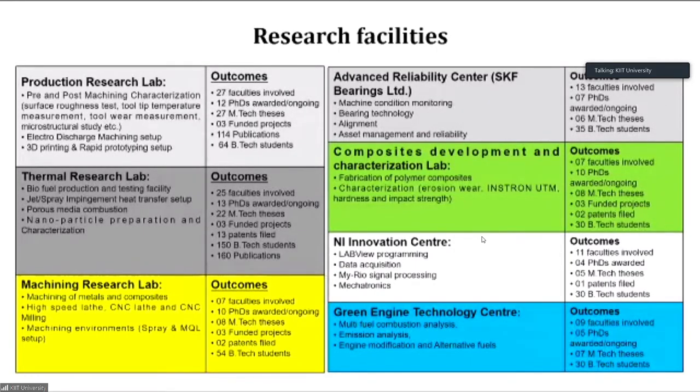We have dedicated research facilities. We have different research facilities in each and every school of KIIT University. So these are some of the research facilities in each and every school. That is production research laboratory. We have thermal research laboratory, machining research laboratory. We have advanced reliability center. We have composite development and characterization laboratory. We have NI Innovation Center.